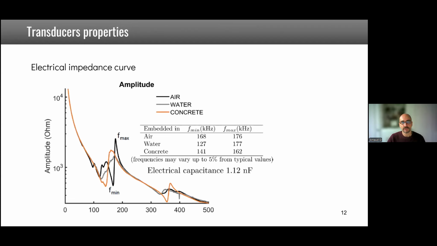Just a word about the frequency. By measuring the electrical impedance, we are able to see what the resonant frequencies of our transducers are in different media. You see that they are all in the range of, let's say, around 120 to 180 kilohertz. So this is the range of resonance of our transducer, but you see that the frequencies are different if you are in the concrete than if you are outside.